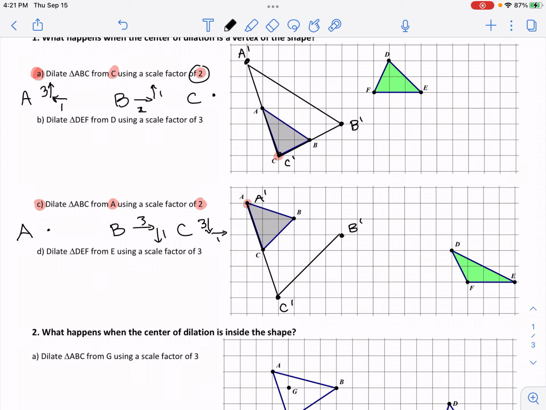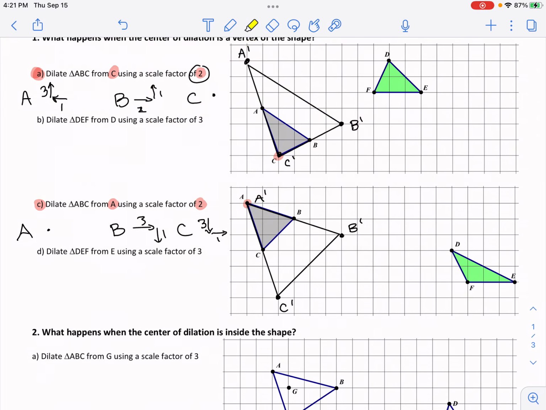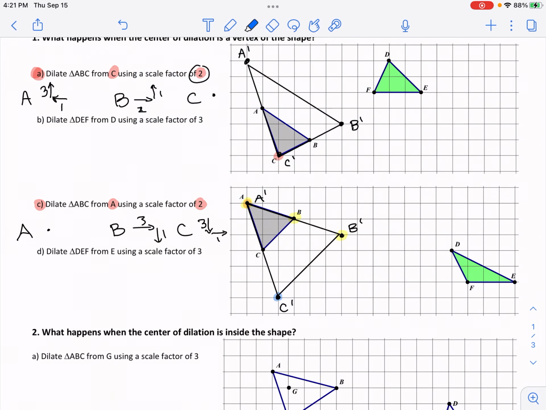We talked about this in our guided notes, right? Every image point and pre-image point and the center of dilation are all collinear. Notice how B prime, B, and our center of dilation are all in the same line. Let's put this in blue, right? C prime, C, and our center of dilation are also collinear. So that should always be the case.